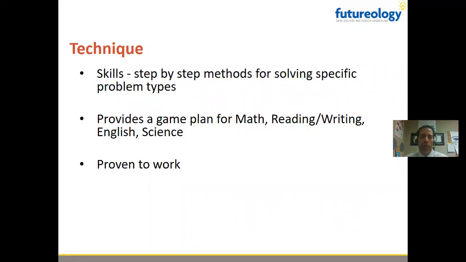We talked last session about how you need some content knowledge to do well. You need some strategy, like pacing and personal order of difficulty. You're also going to need what we call technique. These are step-by-step methods for solving specific problem types. That's what we're going to spend this next hour on. I'm going to give you a game plan for math, how to approach these types of problems, that is proven to work. You just have to trust me, learn it, and repeat it, rinse and repeat, until you get really good at it.